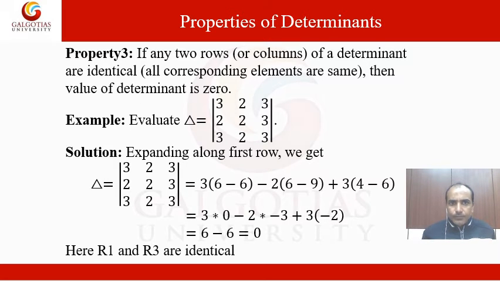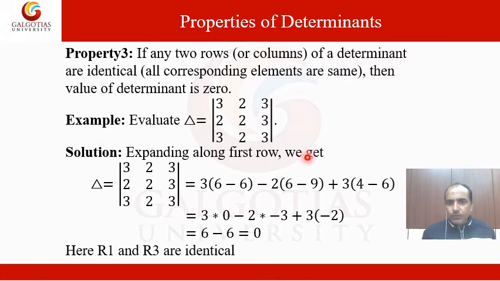Property 3 is if any two rows or columns of a determinant are identical, that means all corresponding elements are same, then the value of determinant is 0. Applying this property in this example and find the value of determinant without expanding.